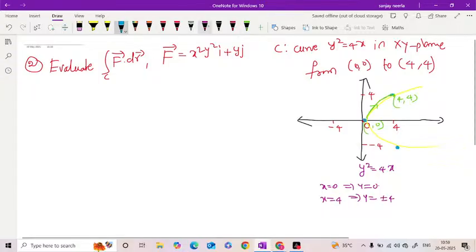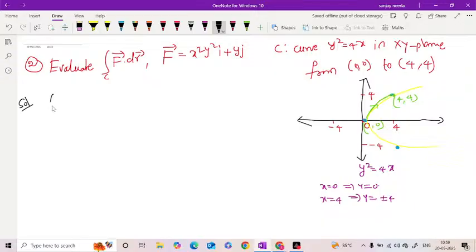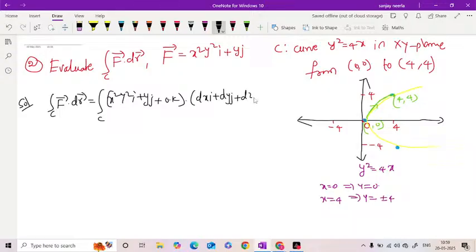Okay, now come to the line integral. Same version. Directly here I am writing the vector point function. So now the integral of f dot dr is equal to the integral over c of x square y square i plus yj plus 0 into k, which is the vector point function, and dr is equal to dxi plus dyj plus dzk. After multiplying, we will get x square y square dx plus y dy over c.